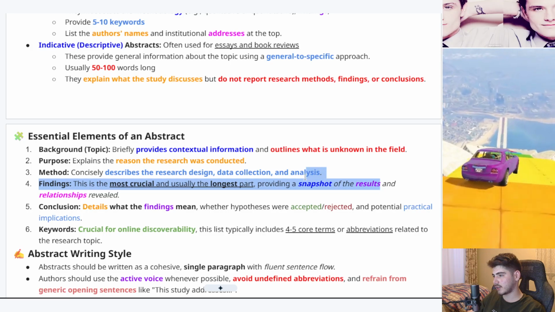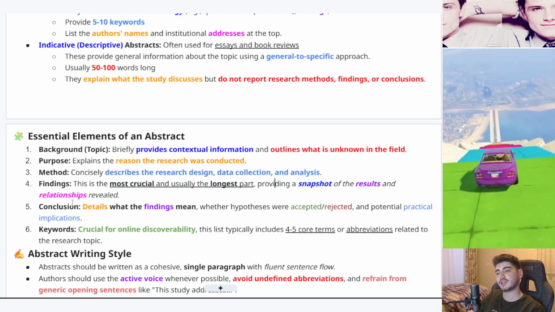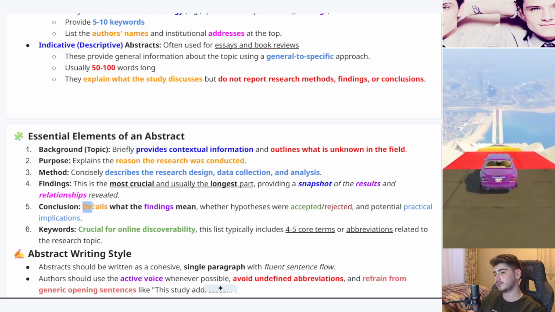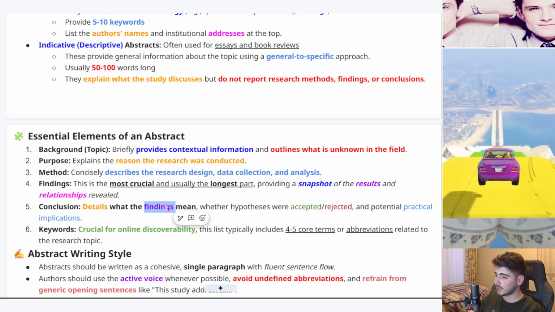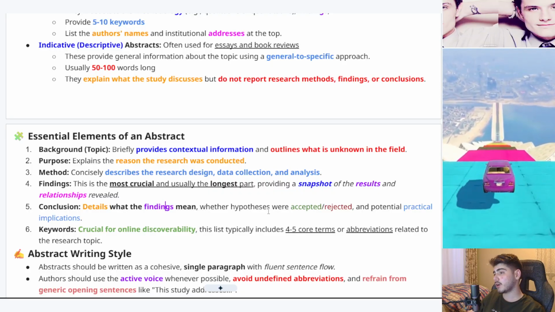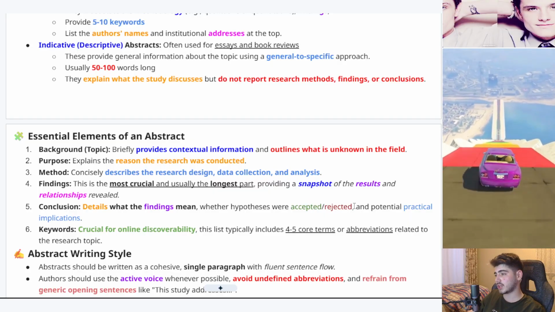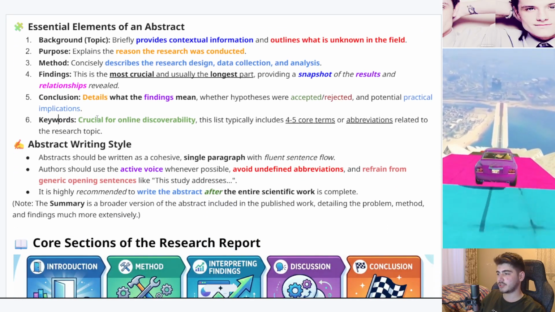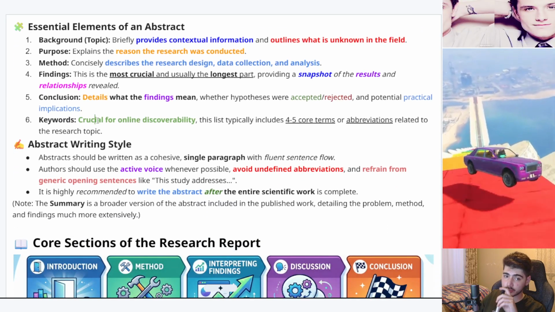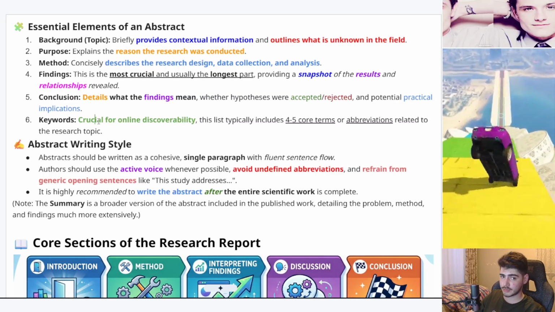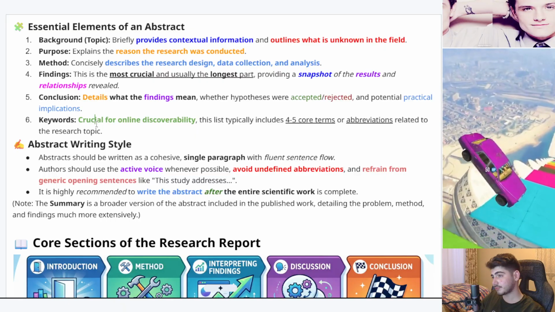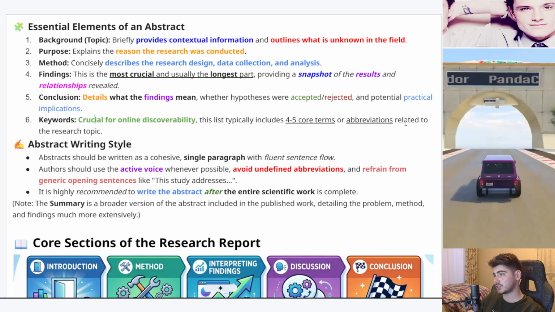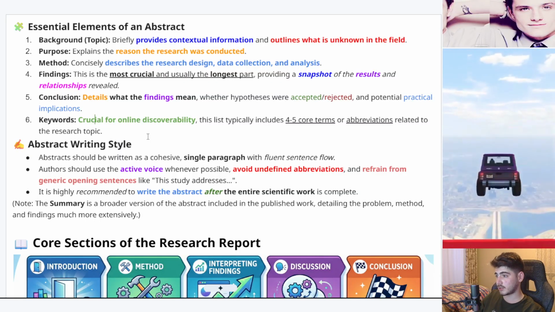I guess this is like a phrase that you need to know. And relationships revealed. And in conclusion, you go into detail about what the findings mean, whether hypotheses were accepted or rejected, and potential practical implications. And keywords, as we said, are crucial for SEO, so online discoverability. You can add 4 to 5 core terms or abbreviations related to the research topic.